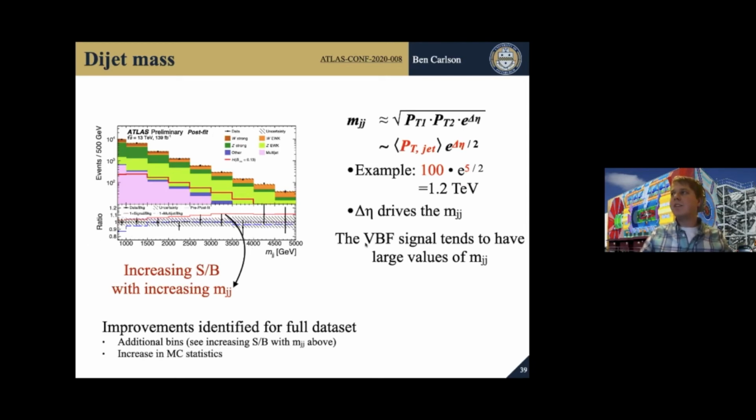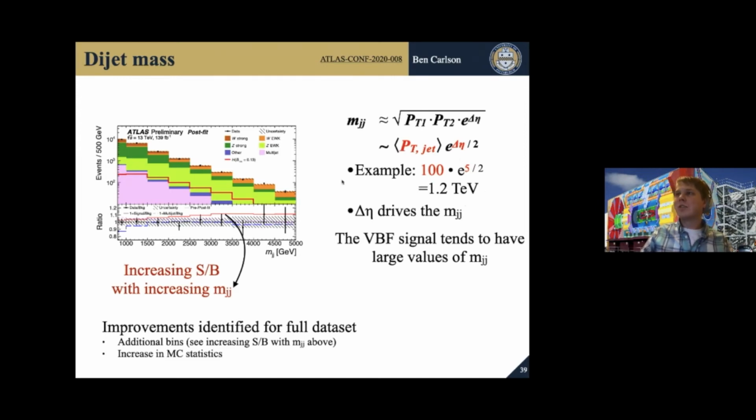This is the dijet mass. I'll just walk through why this works for vector boson fusion events. You can approximate this as the product of the two pTs times the exponential of the difference in pseudorapidity between them, which you can think of as just the average jet pT times the exponential of the difference in pseudorapidity over 2. So if you have a 100 GeV jet on average, this gets weighted up by about a factor of 10 because there's this exponential term.